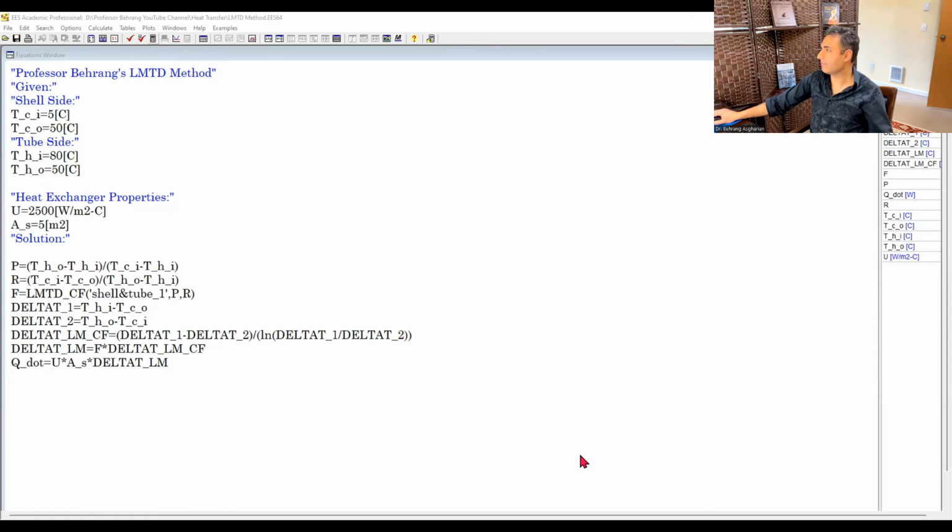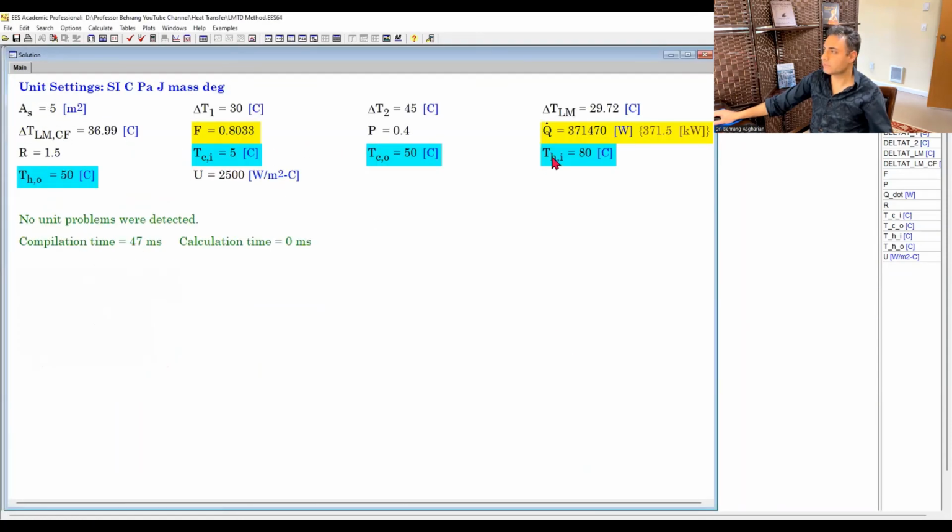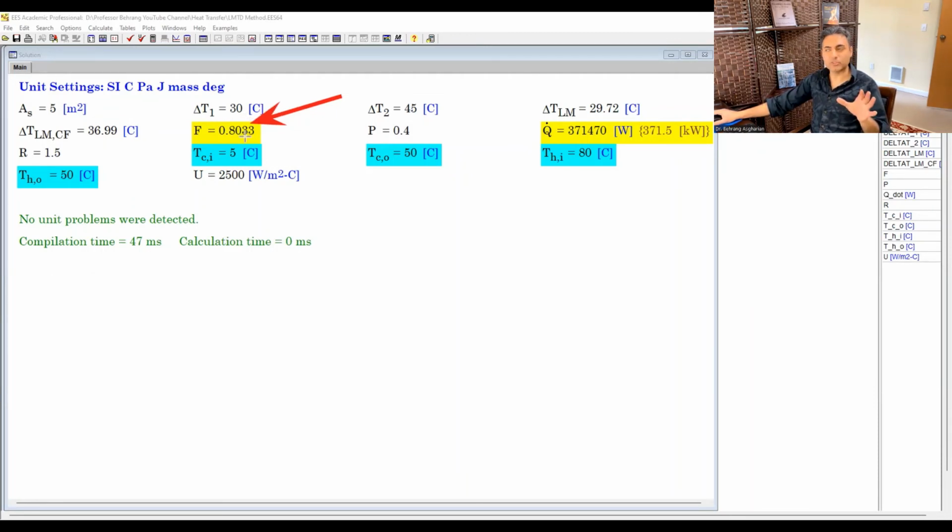So I run it, and this is what I get. So this is the answer. Q dot is 371,470 watts, or 371.5 kilowatts. But take a look at this. The most important part of this whole video is, oh, this is very interesting, because if you remember, I got the value of correction factor from that graph, 0.8, and I have the same value. This is really interesting. So I have a function that gives me exactly what I want. That's very, very nice.